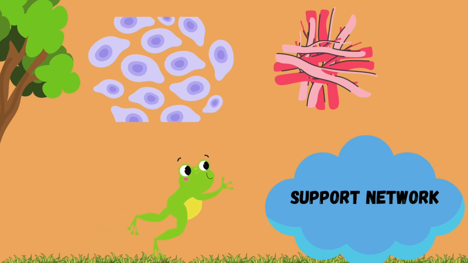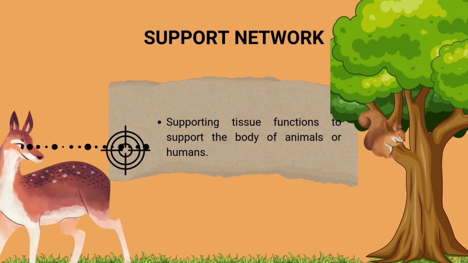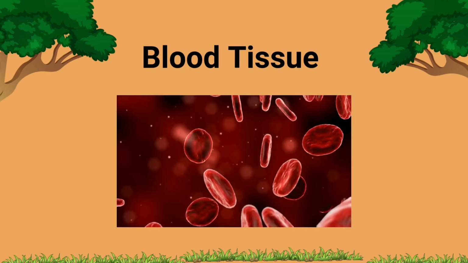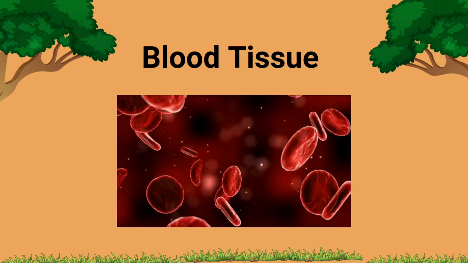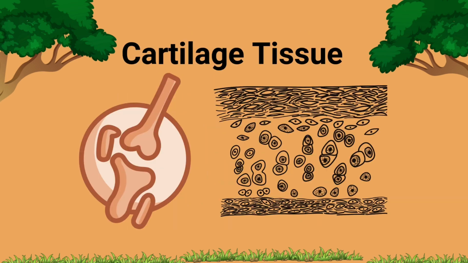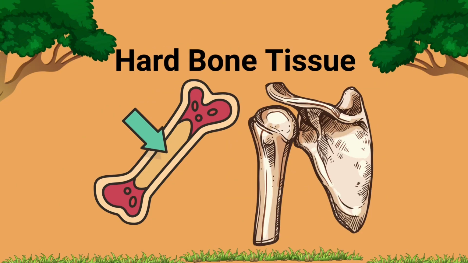The fourth, supporting tissue. Supporting tissue functions to support the body of animals or humans. Connective tissue. Blood tissue. Lymph tissue. Cartilage tissue. Hard bone tissue.